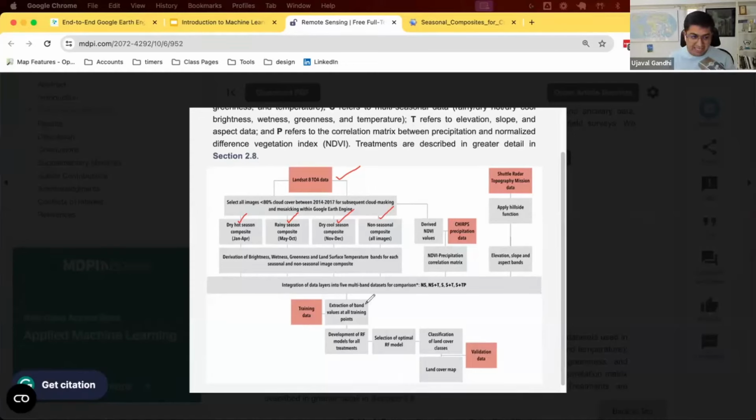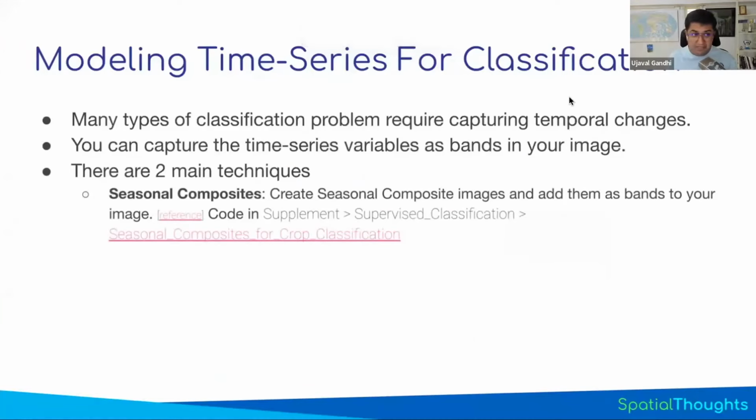And then you just extract all the band values at training points, develop a random forest model, do the classification, and you have a final land cover map. So again, this paper employs the seasonal composite technique that I mentioned. And again, they say, okay, we also want to use elevation, slope, and aspect bands. Elevation is really important for coffee. Coffee grows at higher elevation, so you want to capture that for coffee as well. So again, any information that makes sense for your crop that will help it differentiate from other crops can be added here.